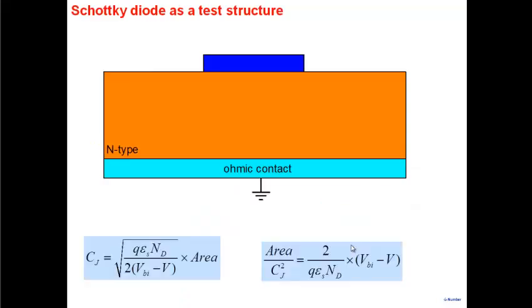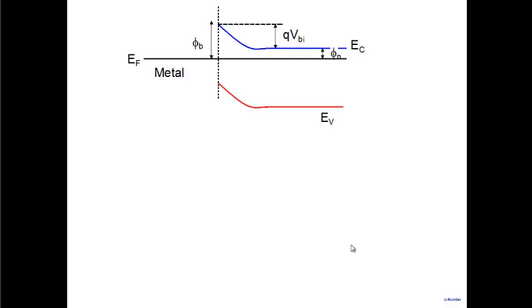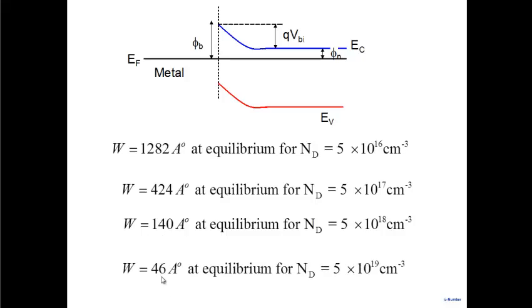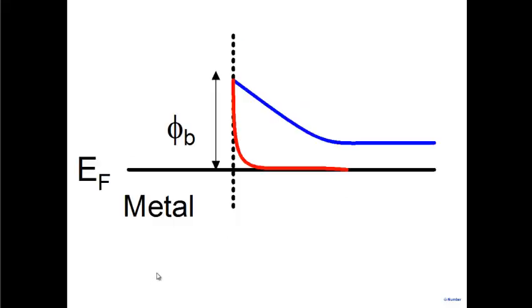Okay, so let's start calculating the depletion widths here. 5 times 10 to the 17, depletion width is 424. 5 times 10 to the 18, depletion width is 140. 5 times 10 to the 19, depletion width is 46 angstrom. What it means is if I dope it very, very high, depletion width will become very, very small. Now, this is what is very interesting. I can't go into the details of it, but think what is happening now. Low depletion width, my barrier height remains the same. Low doping, depletion widths are large like this. High doping, depletion width is very, very narrow here.